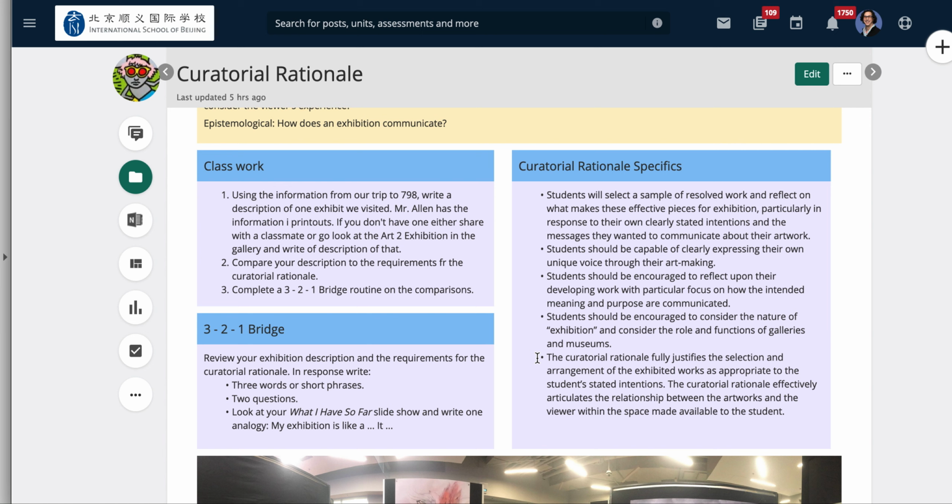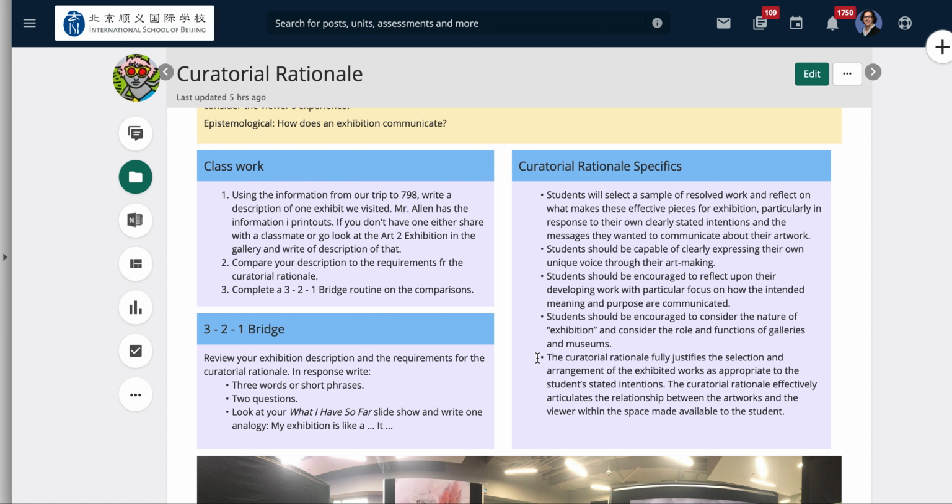What I'm trying to get across to you is that the curatorial rationale is not an artist's statement. It's not an exhibition review. It's not an exhibition description, although it has lots of those things in it. Your goal is to see how the description of an exhibit is the same as a curatorial rationale, and also things that you need to do differently for the curatorial rationale.